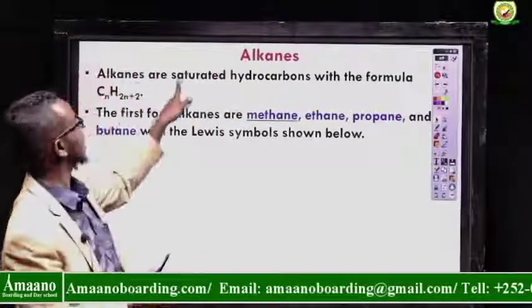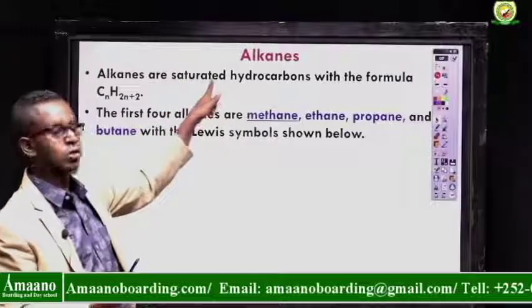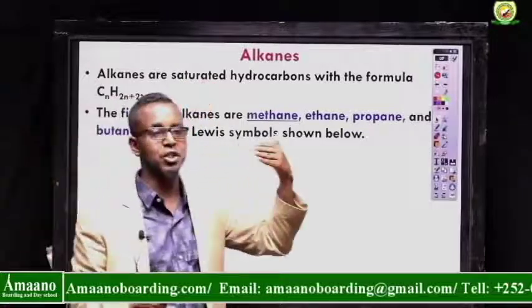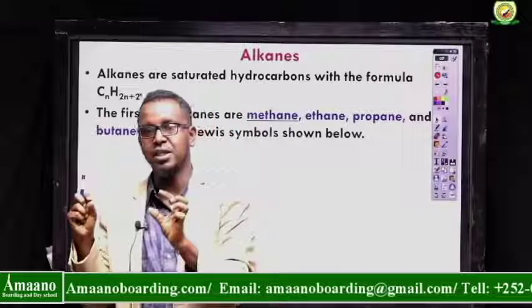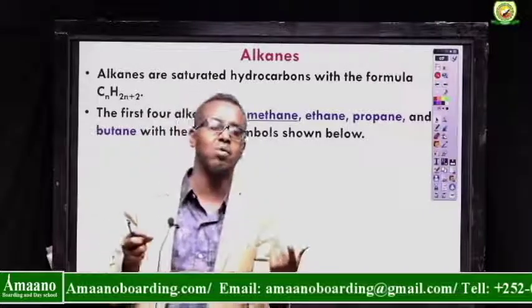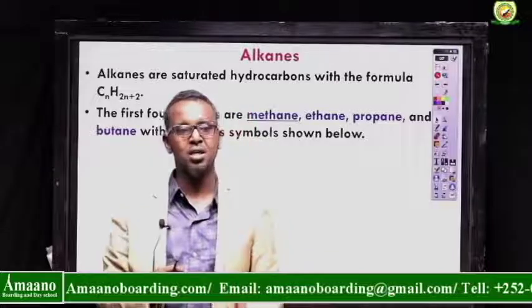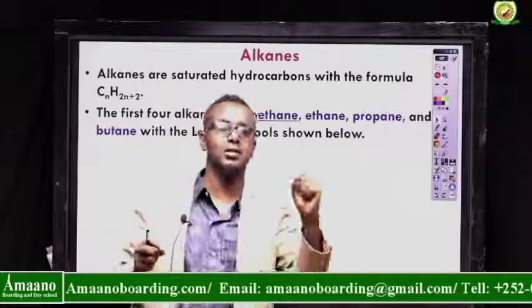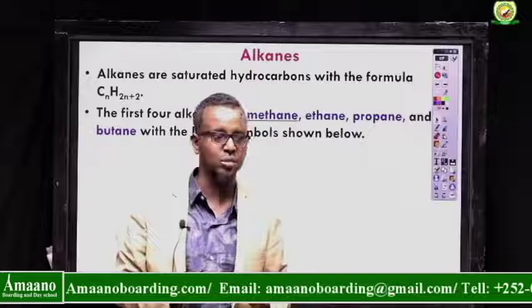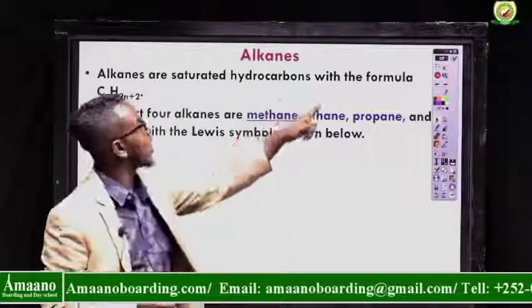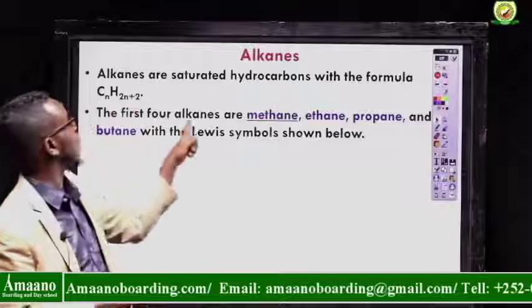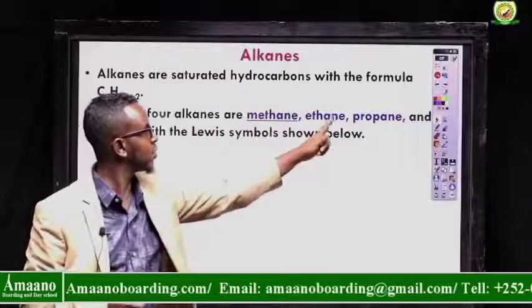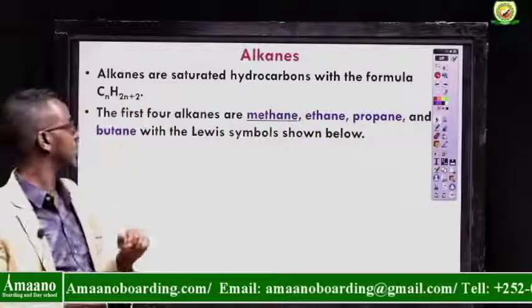Alkanes, number 1, they are saturated, which means they are full of hydrogen. So every possible location is attached by hydrogen. So we came across the term saturatedness. So they contain single bonds between all atoms. They can fit this formula. The first 4 alkanes are methane, ethane, propane, and butane.